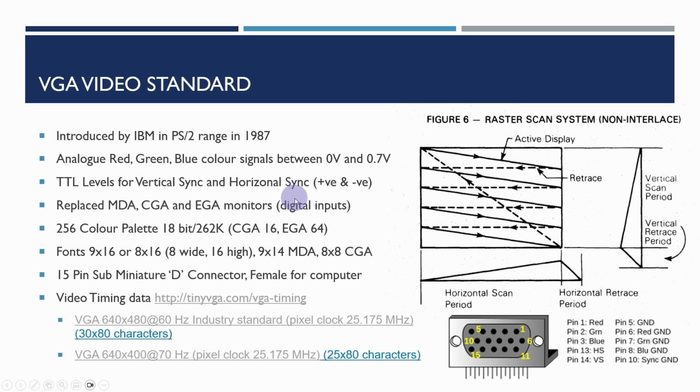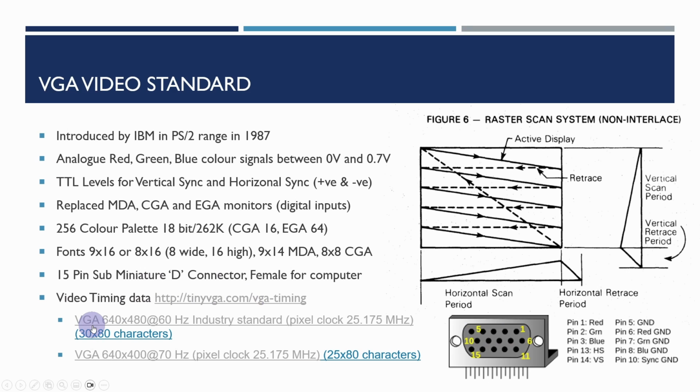So these monitors all had digital inputs. It had the capability of having 256 colours out of a possible 262,000. So CGA only had the 16 without using the composite video tricks. EGA had 64. And it had a much better font, so either 9x16 or 8x16. And we used the 8 wide by 16 high in the monochrome display adapter. It used the 15-pin subminiature DIN connector, so that's one you'll probably be more familiar with. And there was a lot of information about the timing data at tinyvga.com.